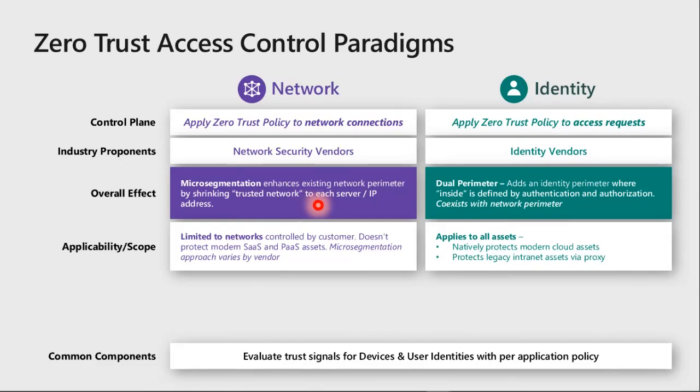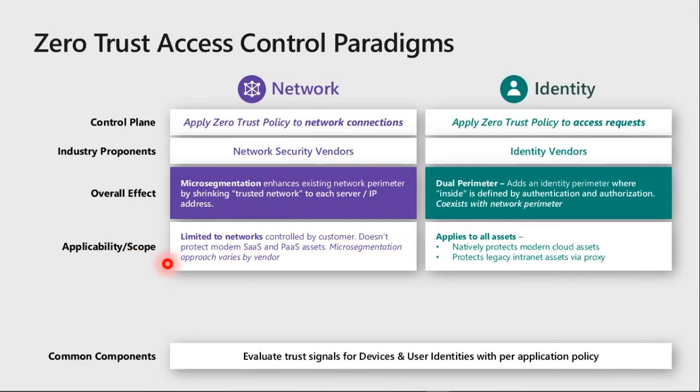On the flip side, the identity side of the house, we do a dual perimeter. We add identities inside, defined by authentication and authorization. We coexist with what's happening on the network, and I'll show you some examples of that. Brian is coming in. I know who Brian is. I'm going to do some identity level signaling and decisions, but I can also do some network level decisions. Is he coming from a trusted network? Is he coming from a geolocation that's not approved? We can do a little bit of both and coexist together.